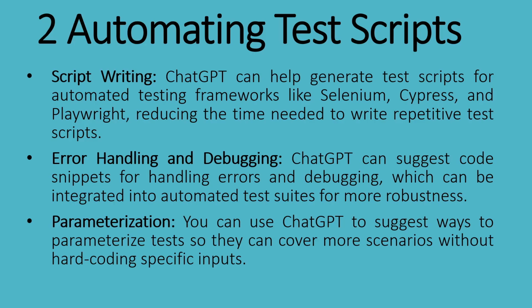Okay, then error handling and debugging. ChatGPT can suggest code snippets for handling errors and debugging, which can be integrated into the automated test suite for more robustness. And next, parameterization. You can use ChatGPT to suggest ways to parameterize tests so they can cover more scenarios without hard coding specific inputs.